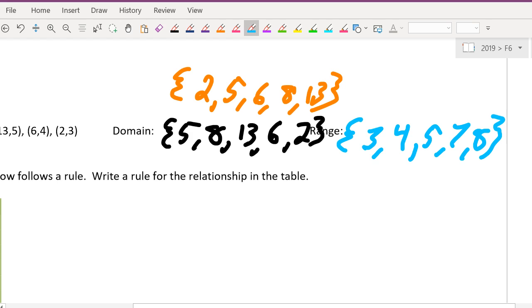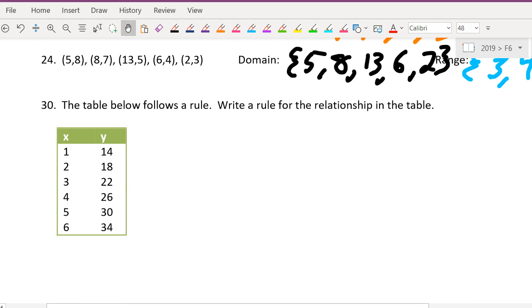Alright, this one's tricky. Did anybody find the rule? The rule is, by the way, what do you do to x to get to y? It's not going down y because that's adding 4. It's multiply by 4 and then add 10. Excellent. Did you get that too? Multiply times 4 and add 10.